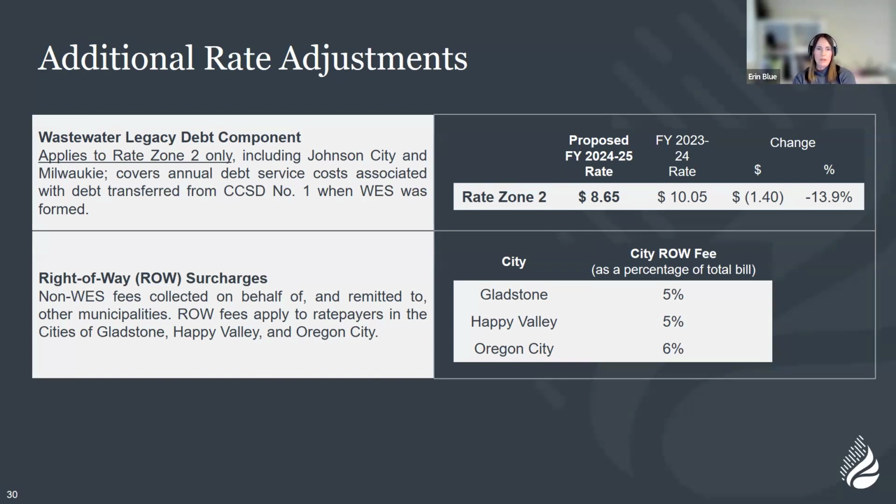And WES also charges a surcharge. We add a surcharge onto our rates for the cities that have a right-of-way fee. William asked a great question about this too. He asked if WES does pass that on, as most other cities do, and we do. We don't want to cross-subsidize right-of-way surcharges that are remitted to the cities with other ratepayer funds. So these surcharges attempt to recover those fees from the ratepayers in those cities, and then we turn around and remit those exact amounts back to each of the cities.